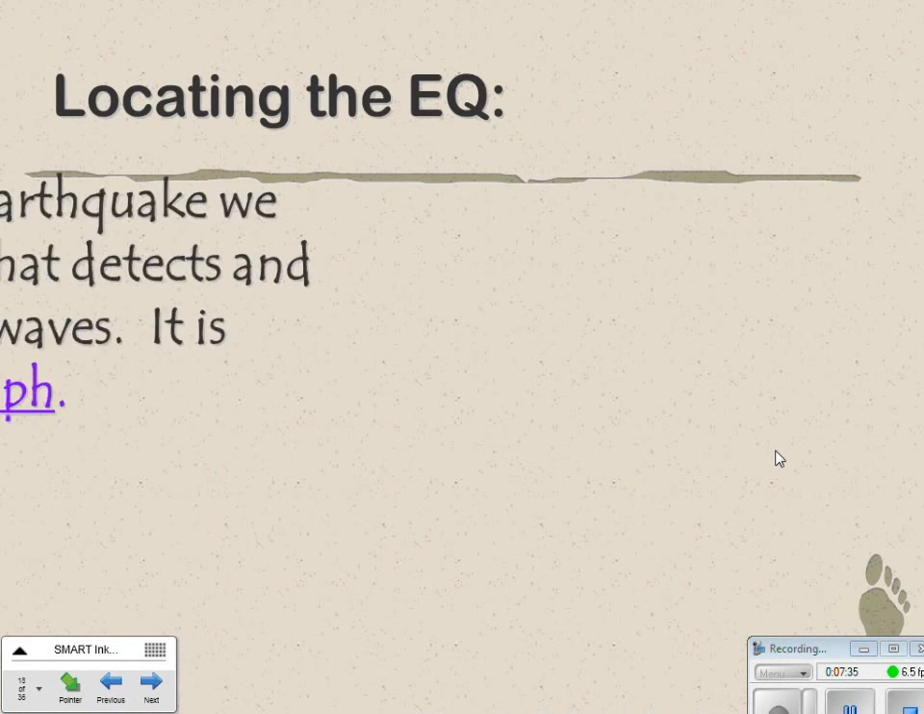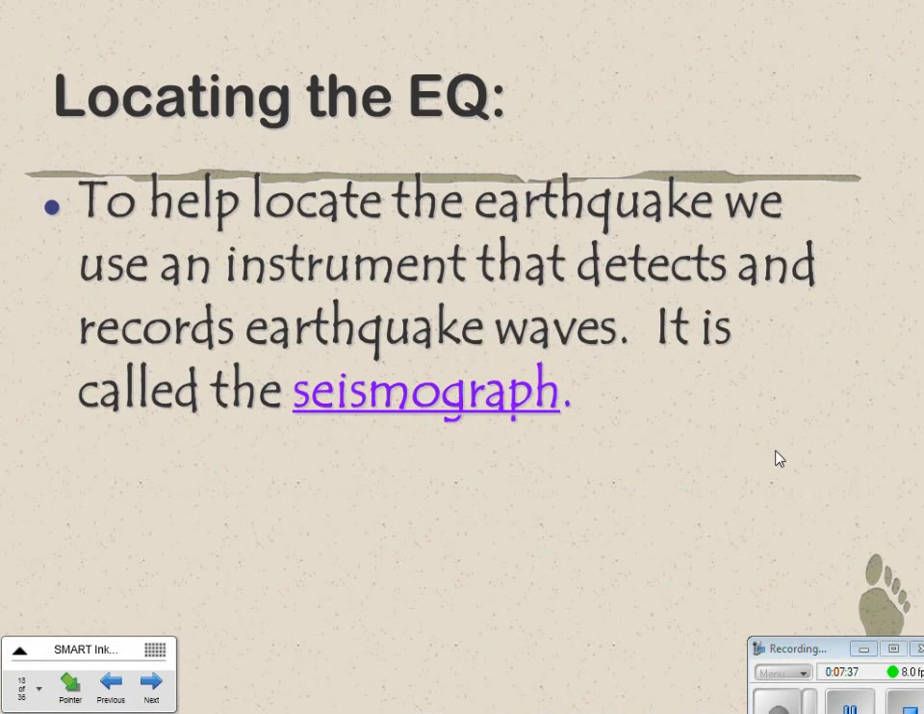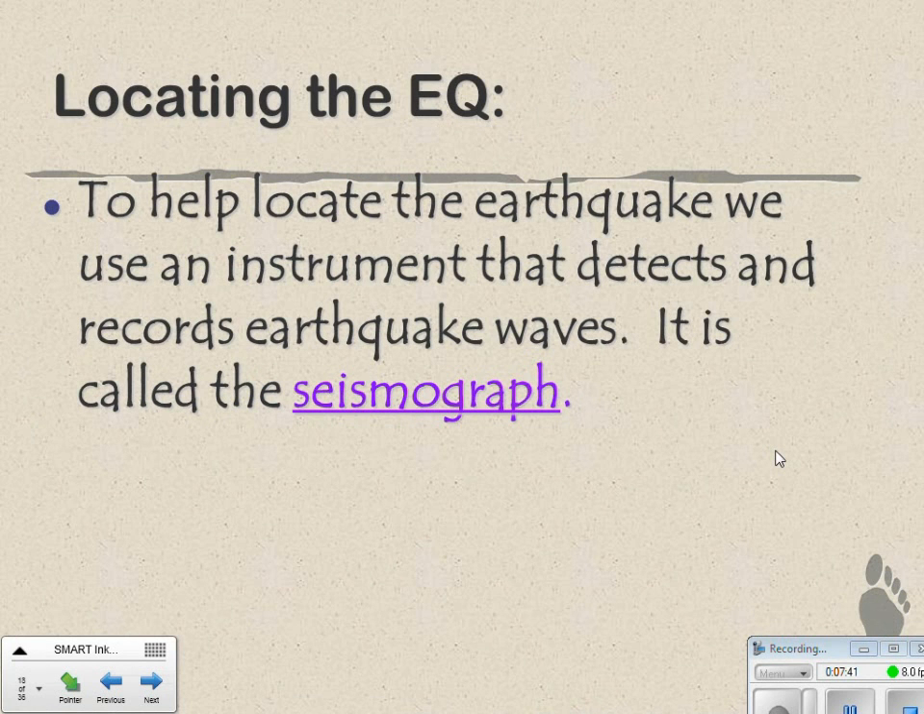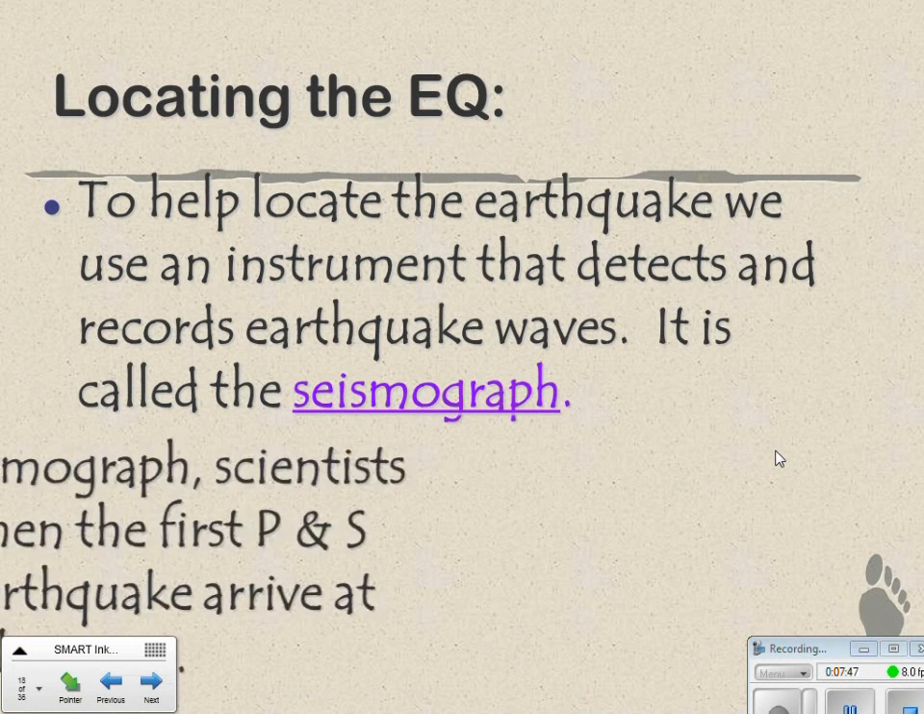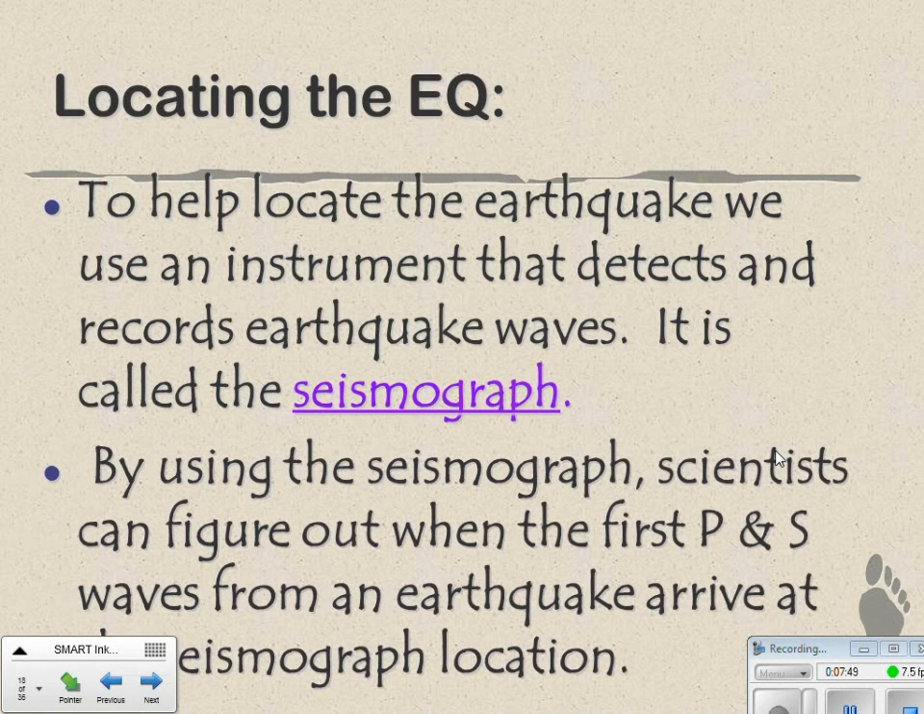When you want to locate an earthquake, we use an instrument that detects and records earthquake waves. It's called a seismograph. So the machine itself is the seismograph. By using the seismograph, scientists can figure out when the first P and S waves from an earthquake arrive at a seismograph location.